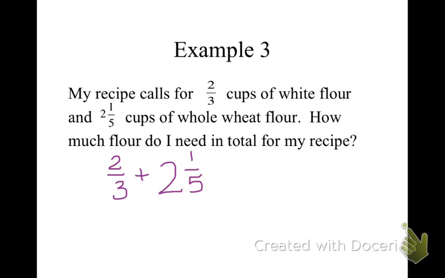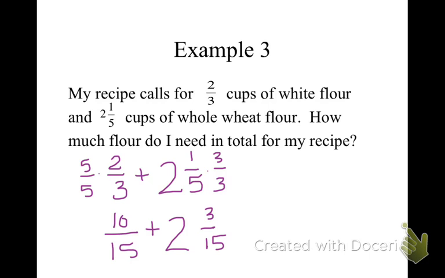So we want a common denominator between the 3 and the 5, and it's going to be 15. So this one is multiplied by 5 over 5 to give me 10 over 15, and this is going to be multiplied by 3 over 3. Notice that when I do this, the whole number part of the mixed number does not change.